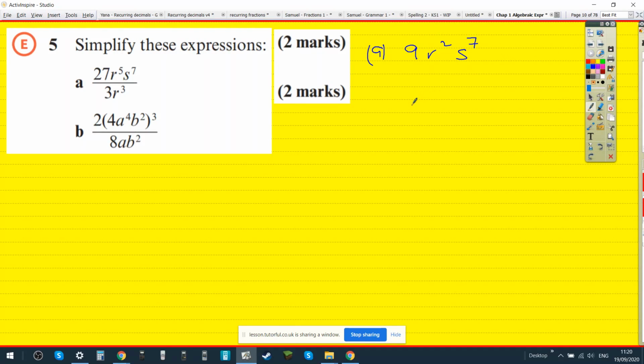Okay, so exam question. Let's try B. Wait, so with the 2 at the top of the fraction, would you times it by everything inside the bracket? Yes, but you have to do indices first. Correct. Okay.